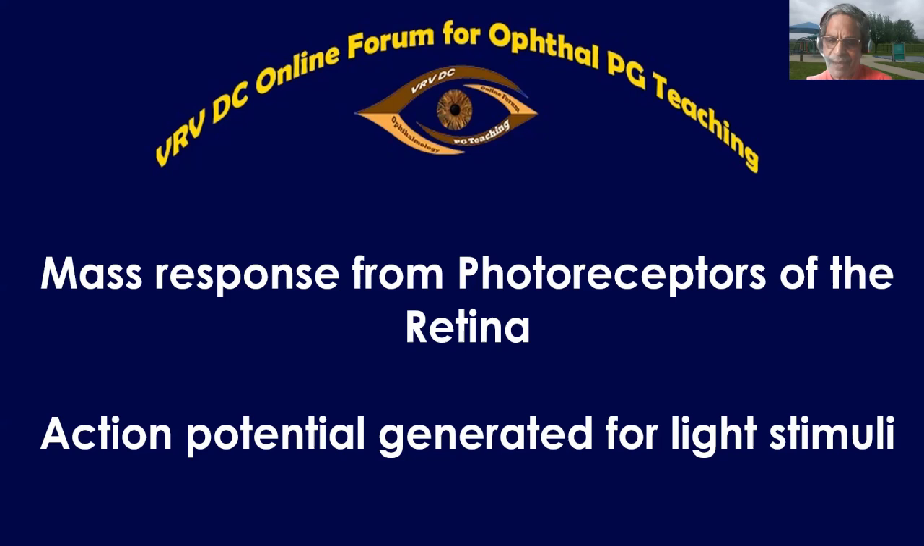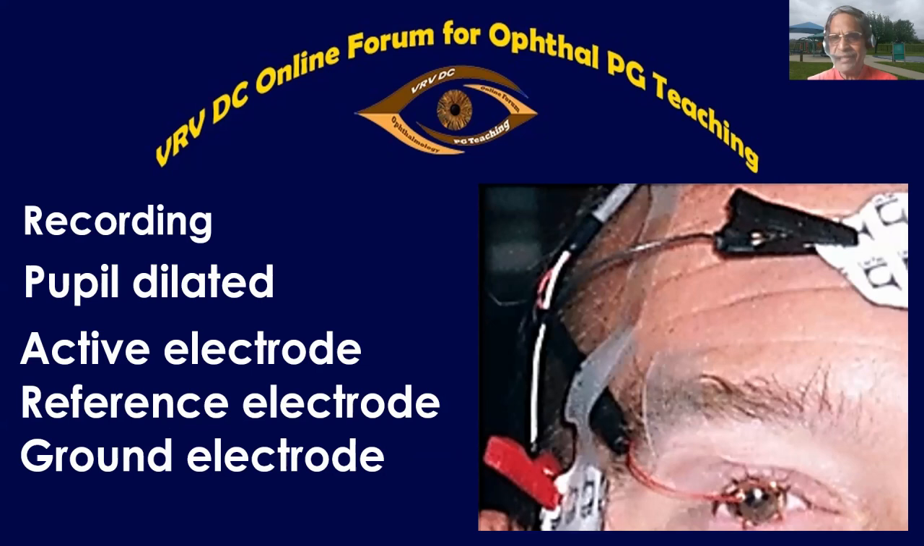How to do recording in the case of ERG? First, the pupil is to be dilated. Then what is the active electrode? The active electrode is on the cornea. What is the reference electrode? It is on the forehead, or the cornea, or maybe the lid itself, the back of the lid. Reference electrodes are usually on the forehead, and ground electrodes are usually on the ear. This is the way they record.